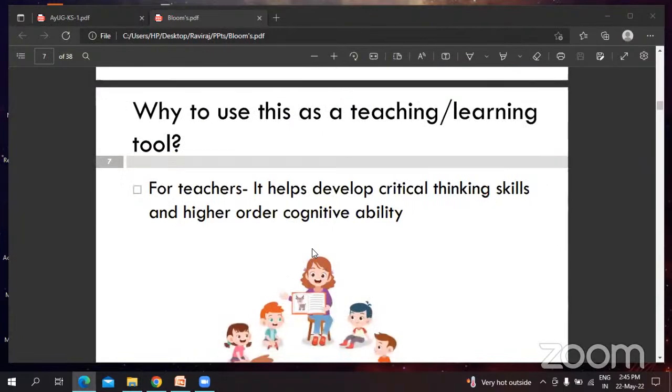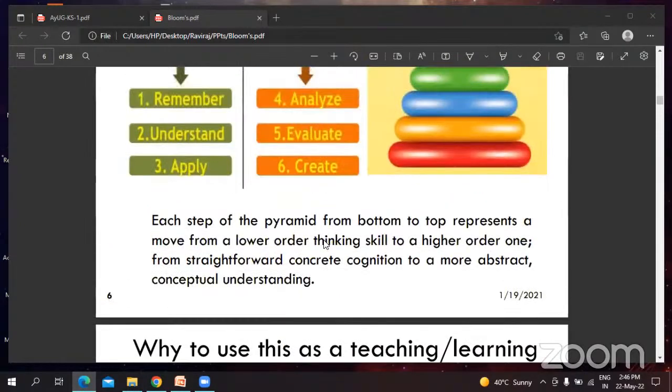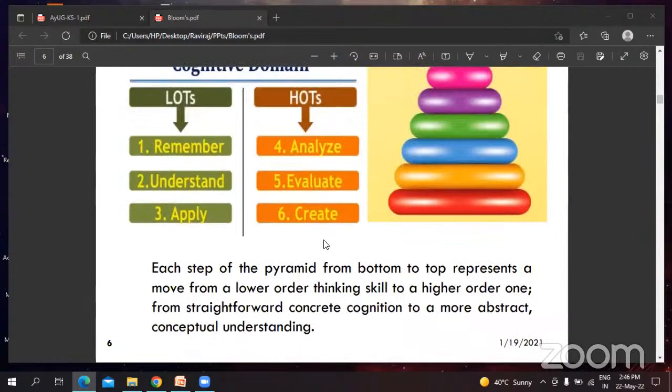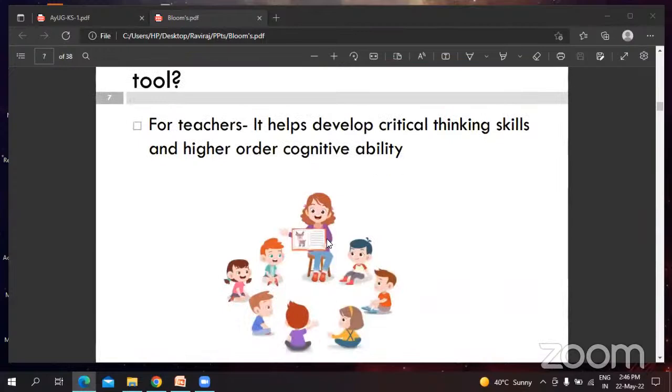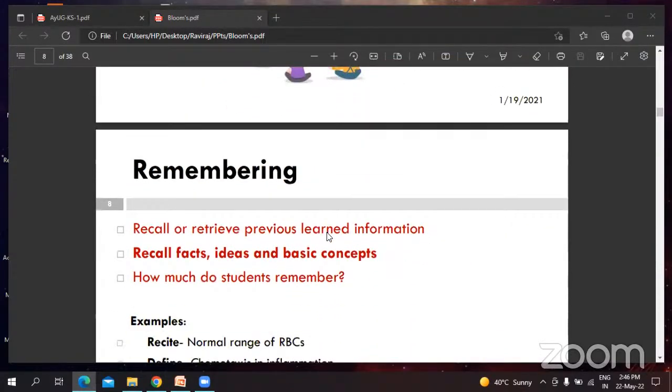So how will this be used as a tool by us teachers? For a teacher, it helps develop critical thinking skills and higher order cognitive ability. We will make you think in a higher order fashion. We will not stop at making you familiar with what is there in the text. We will help you and make you apply the information given in the text also.